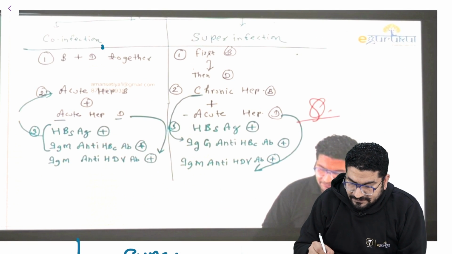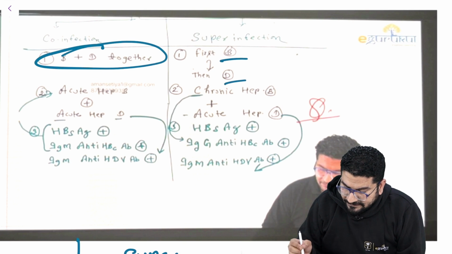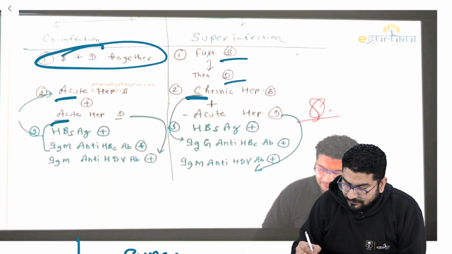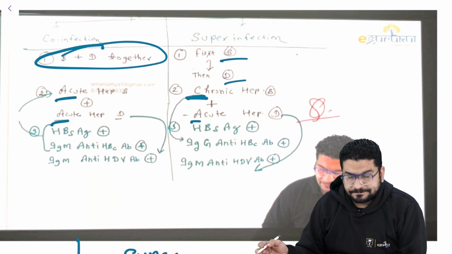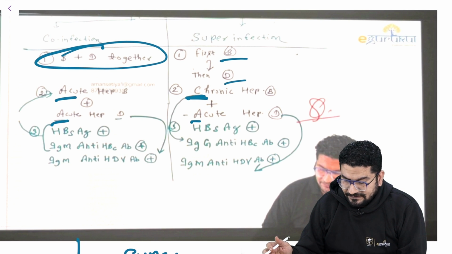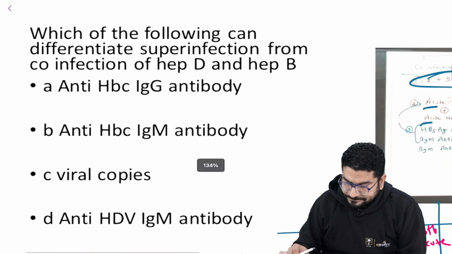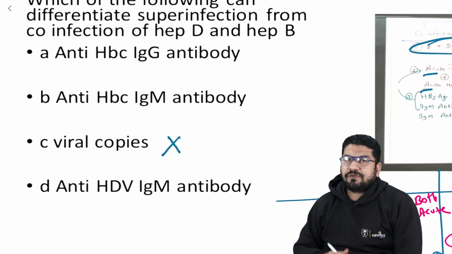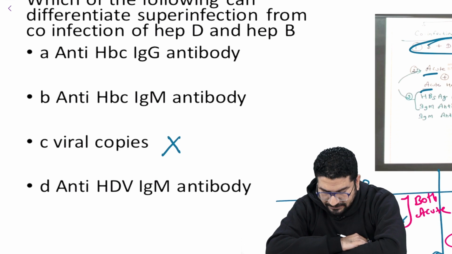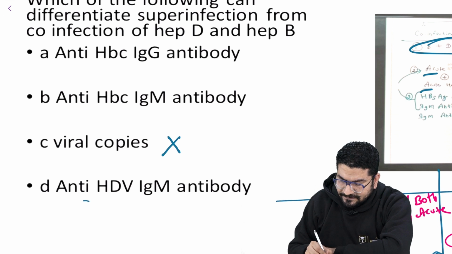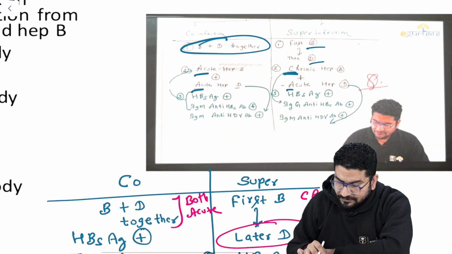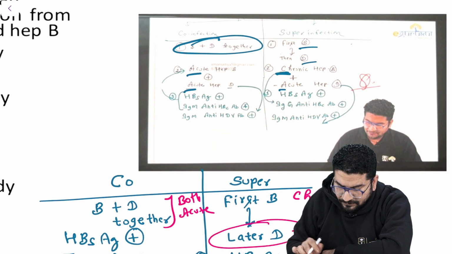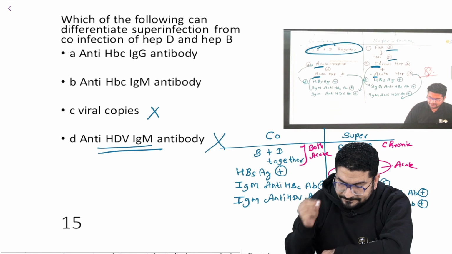You can see B plus D together here, while here it is first B then D. In co-infection both are acute; in superinfection it is chronic followed by acute. So how can we differentiate? Let's see the options now. Viral copies can't differentiate because both may have a huge number of viral copies. Anti-HDV can't differentiate, since hepatitis D is acute in both.